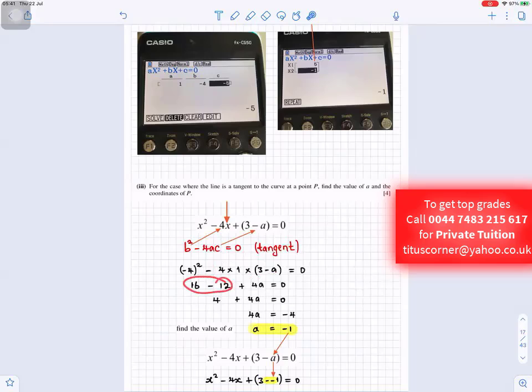16 minus 12 is 4. 4 plus 4a equals 0. 4a equals minus 4. Plus 4 goes there, becomes minus 4. So a is minus 1. Substitute the value for a, minus 1. So 3 minus minus 1 becomes 3 plus 1.